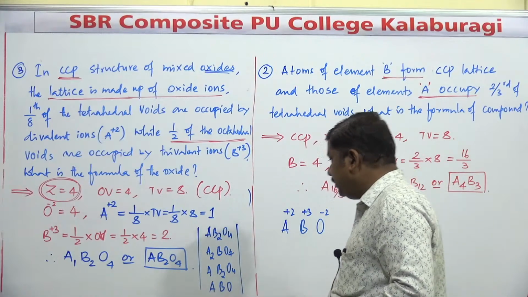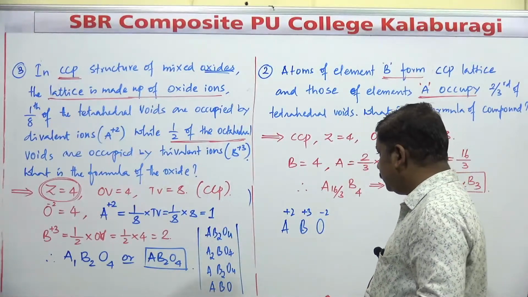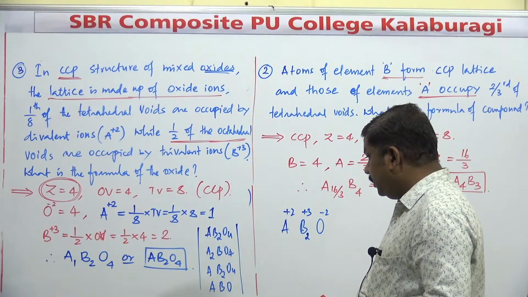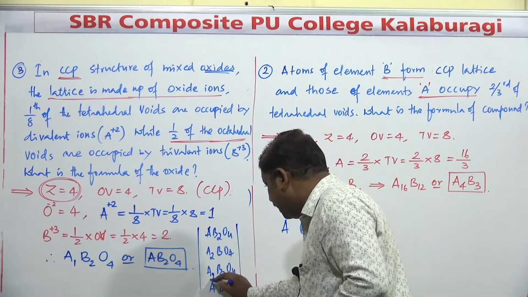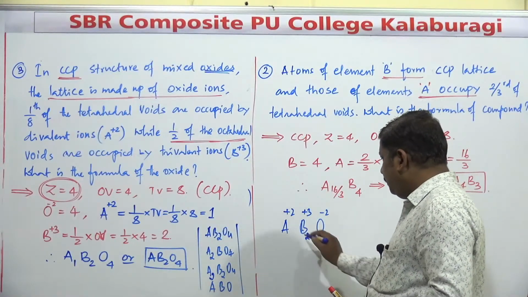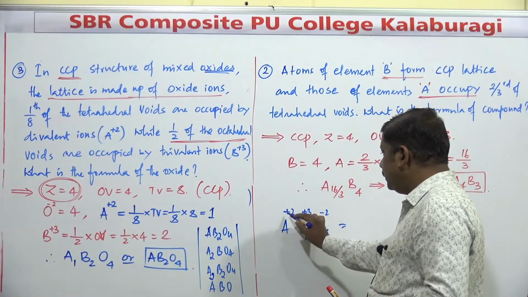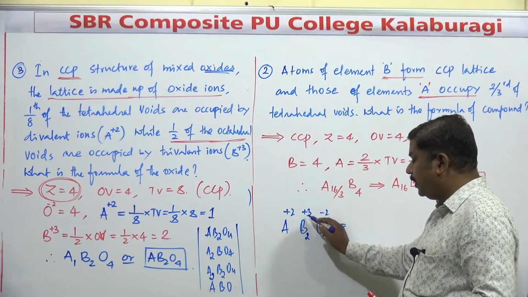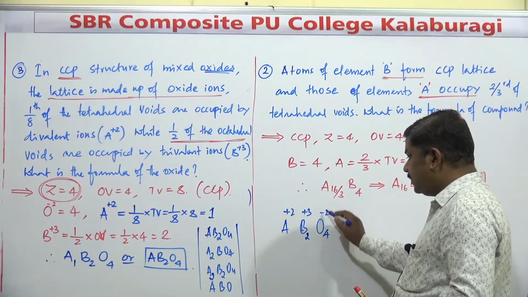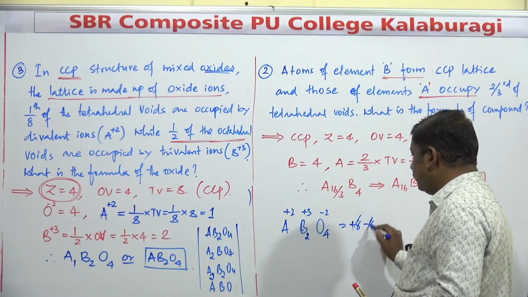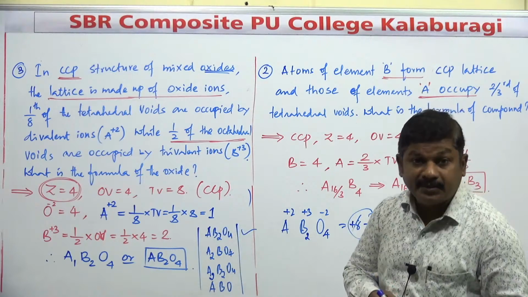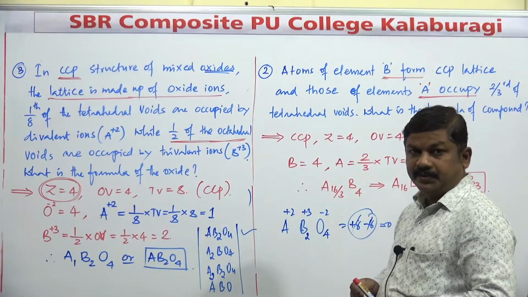Then, if you consider the oxidation states of all the elements, let us verify. For AB2O4, AB2 and this is O4. The total charge on cations is 2 into plus 3, which is plus 6, plus 2, so that is plus 8. And the total charge on anions is minus 8. Plus 8 and minus 8 is equal to 0. Hence, this is the correct formula of the compound based on the oxidation state concept.